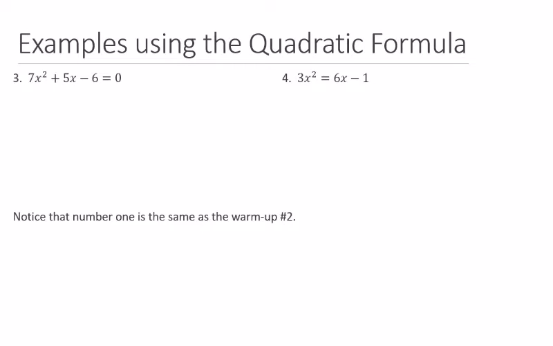All right, so now we're going to actually use the quadratic formula and see what it looks like. So number 3, remember that's the same number 3 as the warm-up that we did earlier, where we solved it by completing the square. The main thing with using the quadratic formula is identifying a, b, and c. So a is 7, b is 5, and c is -6. And make sure you bring the signs with them, okay?